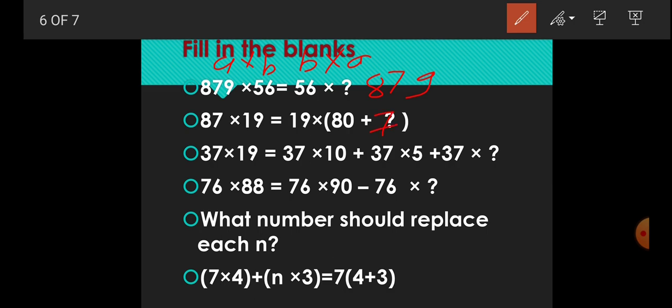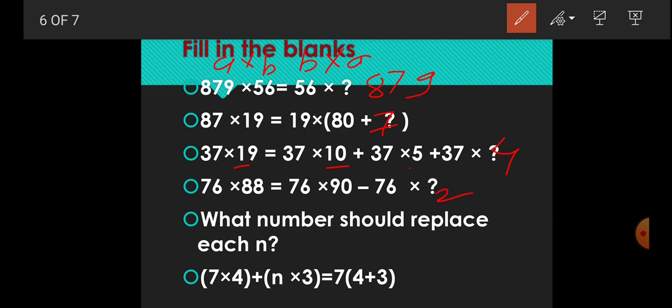37 multiplied by 19 equal to 37 multiplied by 10 plus 37 multiplied by 5 plus 37 multiplied by which number? The answer we want is 19. 10 plus 5, 15. 15 plus 4, 19. Now 76 multiplied by 88. How to write 88? 90 minus 2. 76 multiplied by 90 minus 76 multiplied by 2.